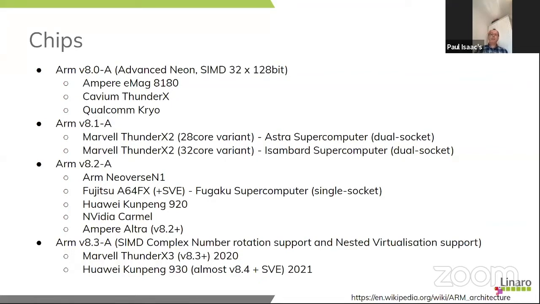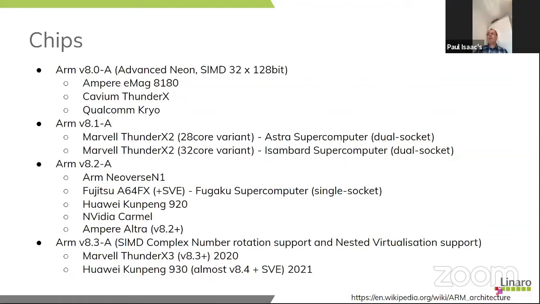So the Astra supercomputer at Sandia National Labs, and the Isambard supercomputer run by the University of Bristol, alongside the meteorological office of the UK, or the Met Office in short. But ARM v8.1 is actually quite an old ISA. It's a few years old now.